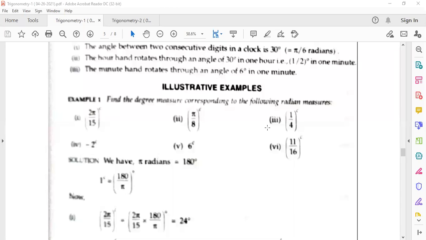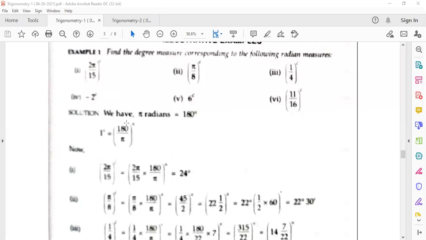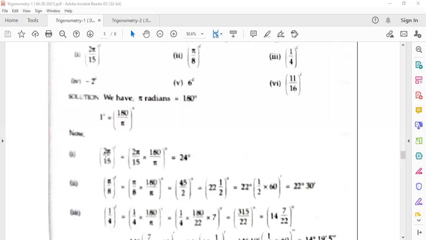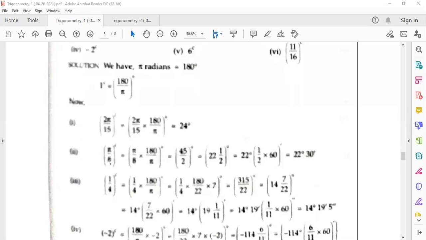Now for all those things it will be coming like that. If it is negative, then a negative sign will be coming there. Now look at it, 2 pi by 15 radian, then 2 pi by 15 into 180 by pi, pi cut, then it is 24 degrees. Then pi by 8, pi by 8 into 180 by pi degree, it is coming 45 by 2 degree. That is 22 and a half degree. Half degree is changed into minutes, half into 60, that is 22 degree 30 minutes.